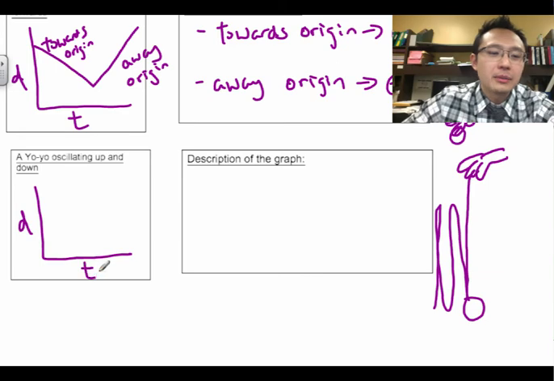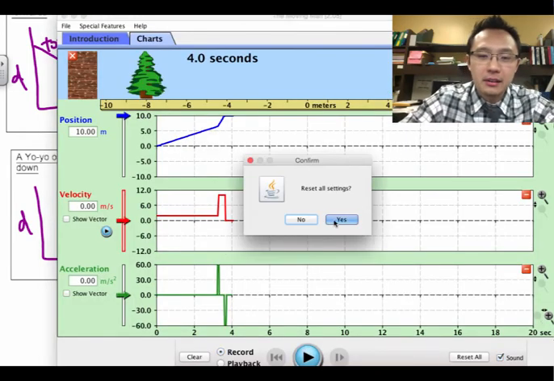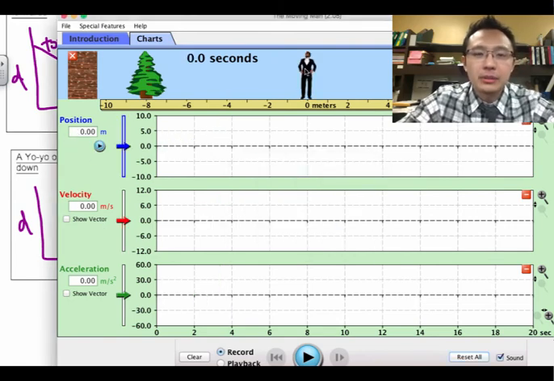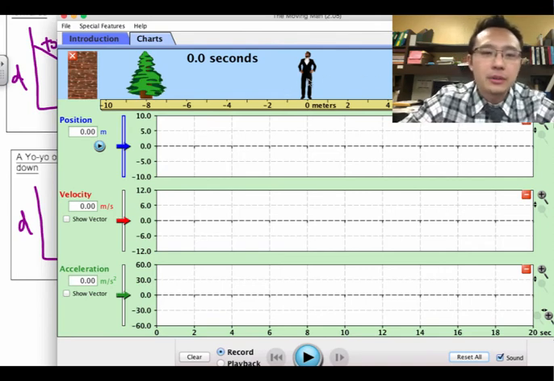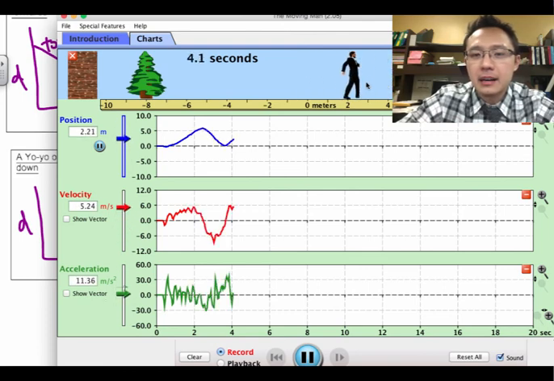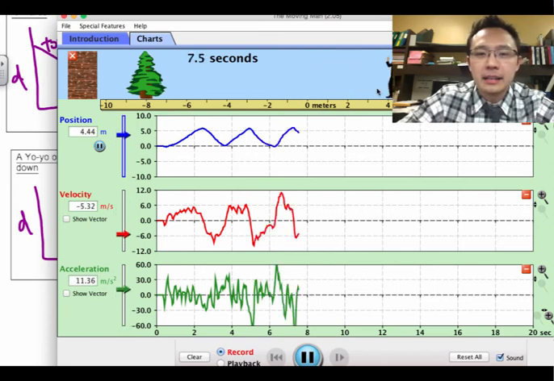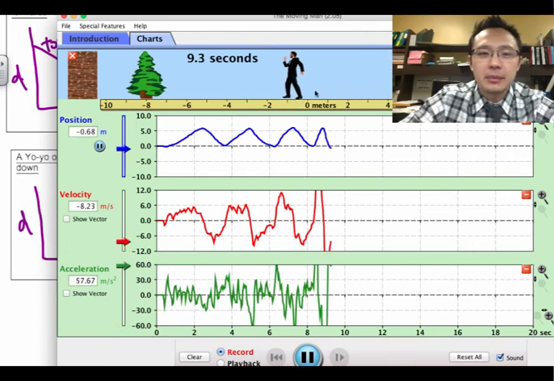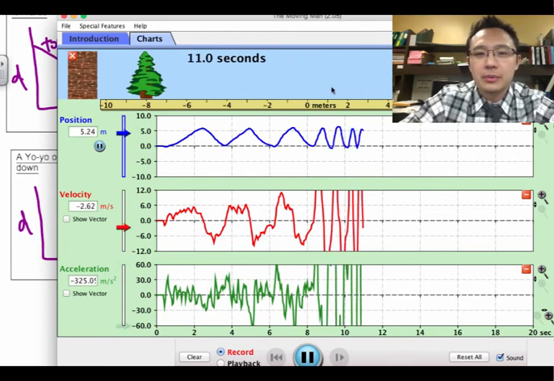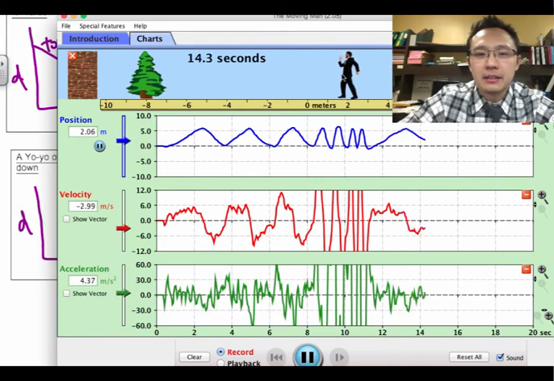So let's look at it with that Java app and see what the moving man would say. So let me reset all of this. Basically, oscillate is going back and forth, back and forth. So check out what happens to the position time graph. I'm going to go back up here and back down and back up and back down and back up, back down. If I do it fast, the steeper it is. If I do it really fast, it's super steep. If I do it really slow, it's not very steep, right?